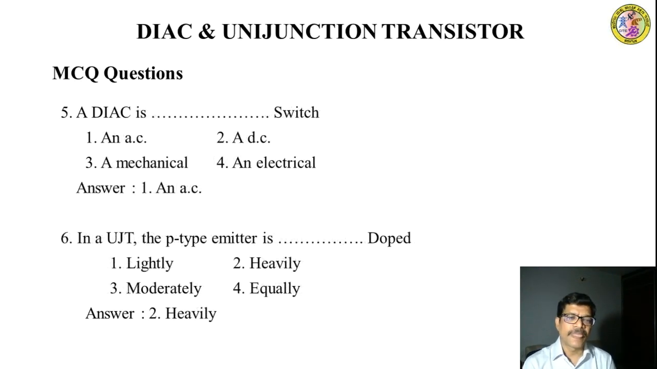Question number 5. A DIAC is dash switch: an AC switch, a DC switch, a mechanical switch or an electrical switch. The answer is, DIAC is an AC switch. Question number 6. In a UJT, the P-type emitter is dash doped: lightly doped, heavily doped, moderately doped, or equally doped. The answer is, it is heavily doped.